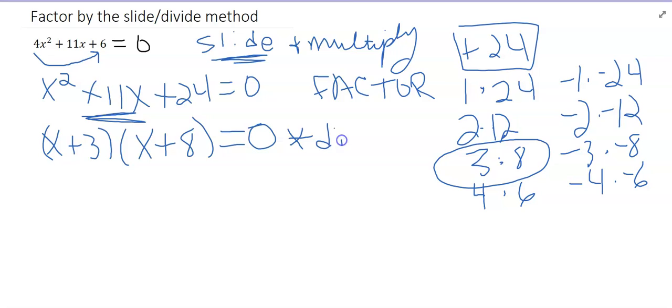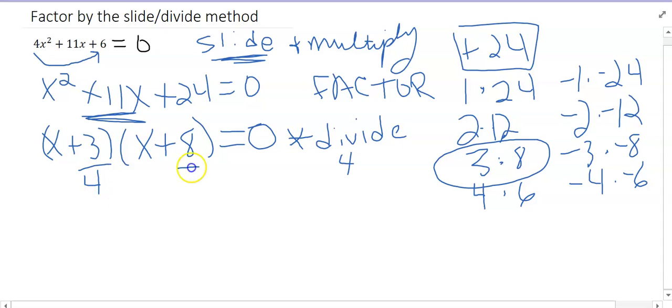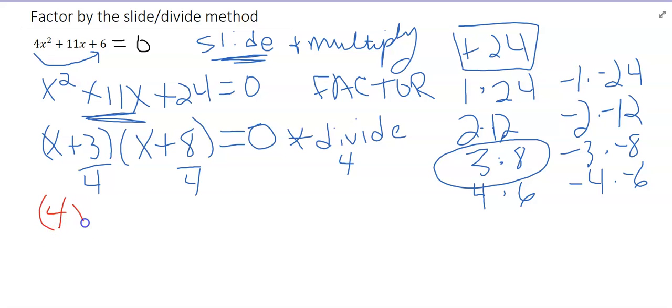So I need to divide, which is the second step in the slide divide method. I need to divide the number I did the multiplying by. So I've got to divide 4. So for each piece, I'm dividing 4. Now we're told if it doesn't divide evenly, as 3 divided by 4 does not, then I slide that up front instead, so I get 4x plus 3. In the second factor, 8 does divide evenly by 4, so I just simplify, and I get x plus 2. That is my new factored form.